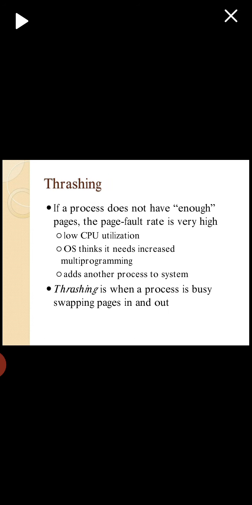Now the next new point: what is meant by thrashing. If a process does not have enough pages, the page fault rate is very high. So CPU utilization is low, and the operating system thinks it needs to increase multiprogramming. It adds another process to the system. So thrashing is when a process is busy swapping pages in and out. That is the degree of multiprogramming versus CPU utilization.